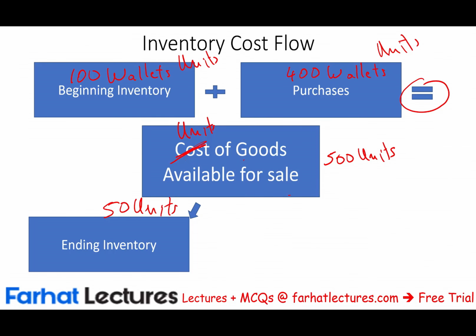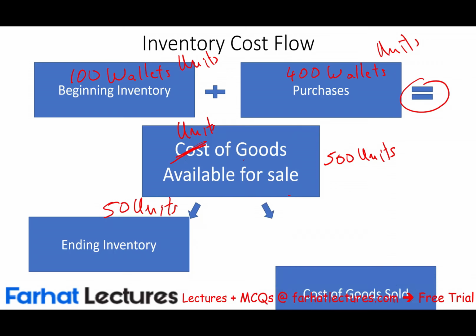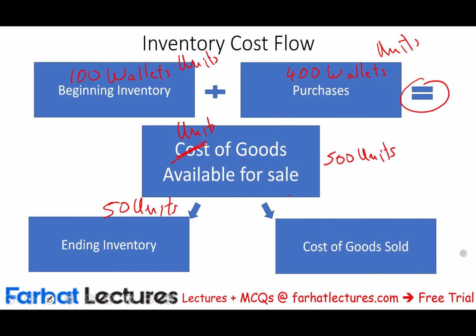If we have 50 units left, how do you know we have 50 units left? We actually counted them. We asked someone to go open the boxes and count how many units we have left. 50 units. What does that imply? That implies that we have cost of goods sold. It means we got rid of 450 units, and we assume that hopefully we sold those 450 units.